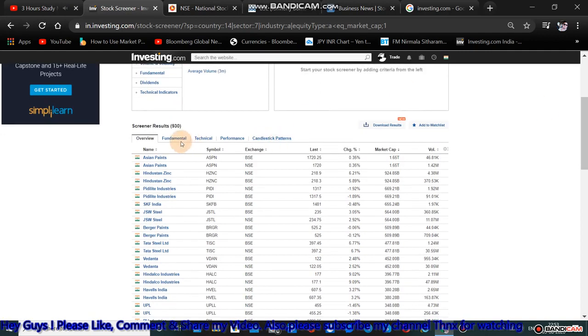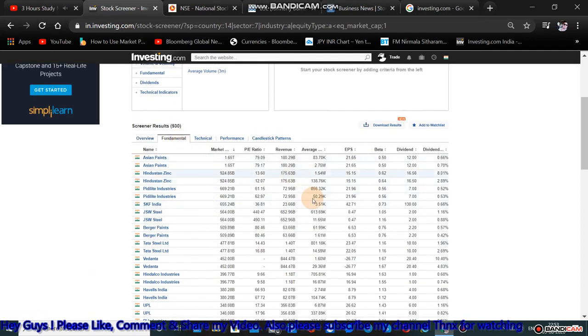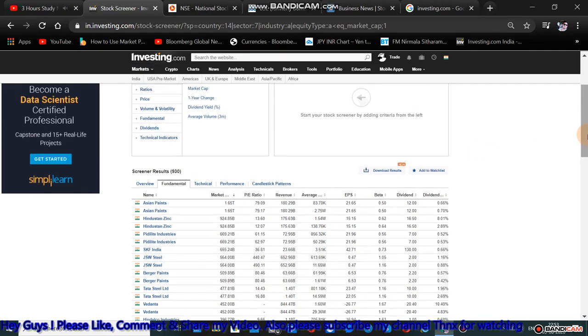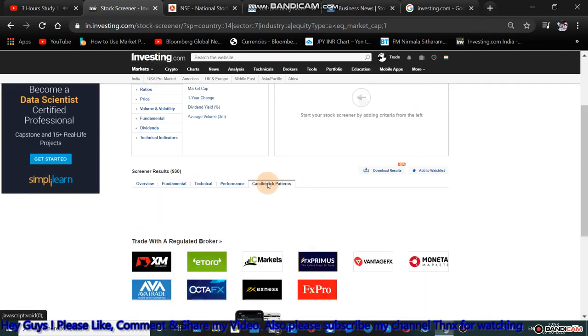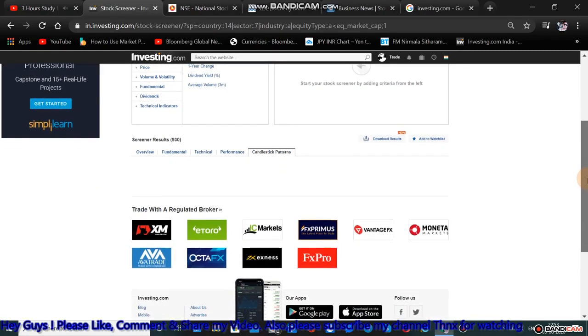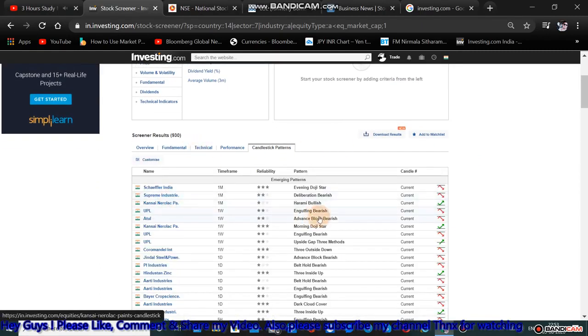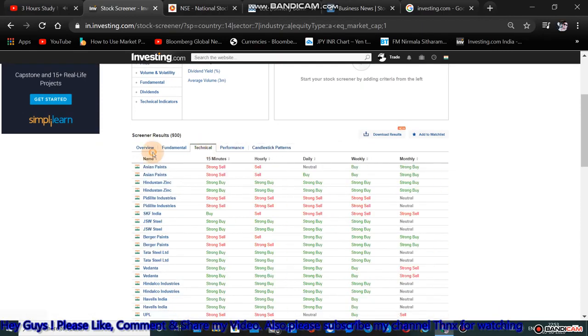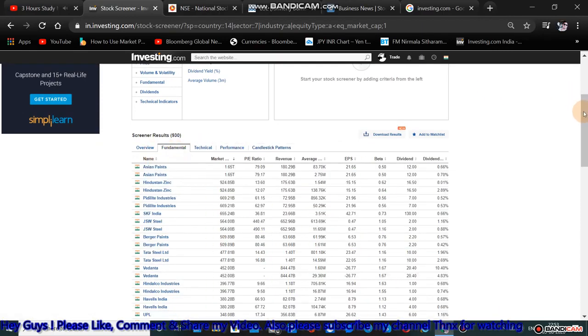Like you can click on fundamentals. If you click on fundamentals, this app will show you all the fundamentals, like what is the beta of the stock, what is the revenue of this company, what is the PE ratio of this company, what is the market value of this company, what is the dividend yield, everything, like candlestick patterns, what candlestick patterns are showing for these particular stocks. Then technicals you can check, like you can check performance, technical, everything. So this is a great application, okay?